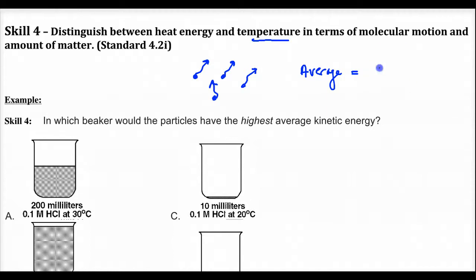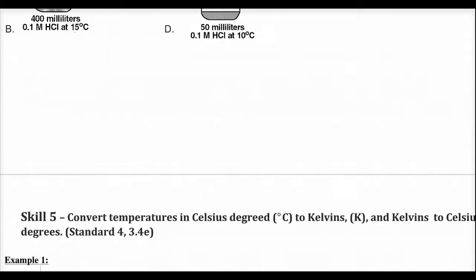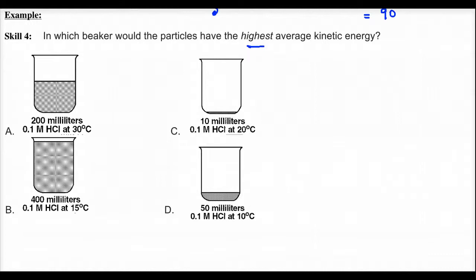For instance, you can have an average of 80 in a class, and you can have an average of 90 in a class. Do you need to know how many you have? No. So temperature is a measure of the average kinetic energy. So if you look at the question here, which beaker would have the particles with the highest average kinetic energy? They're not asking for the total energy.